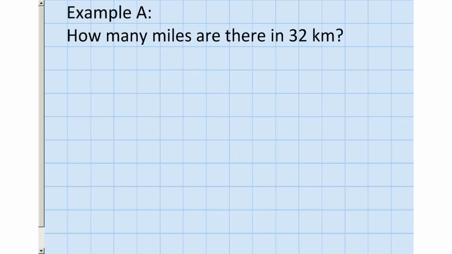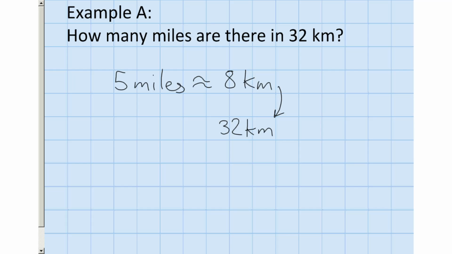So the example type of questions you might get is how many miles are there in 32 kilometres? So the conversion is that 5 miles is approximately 8 kilometres. Now we've got 32 kilometres, so we want to know how many sets of 8 kilometres we can get into 32 kilometres. How many sets of 8 are there in 32?